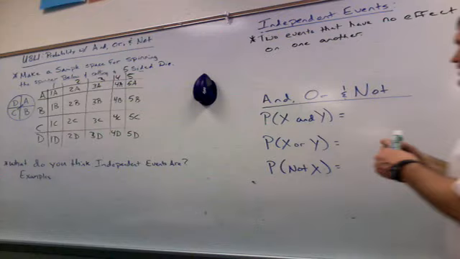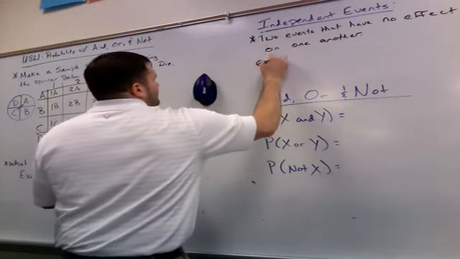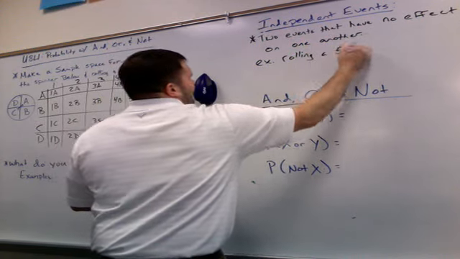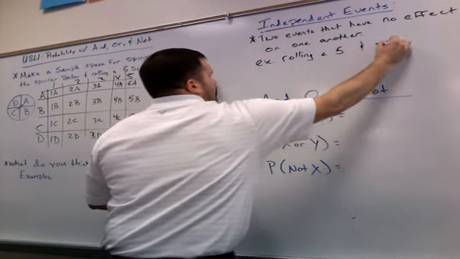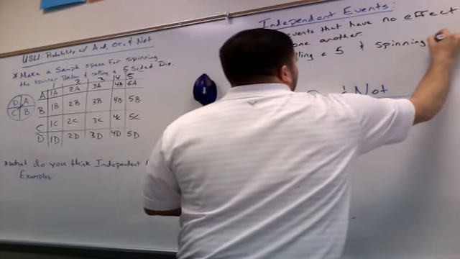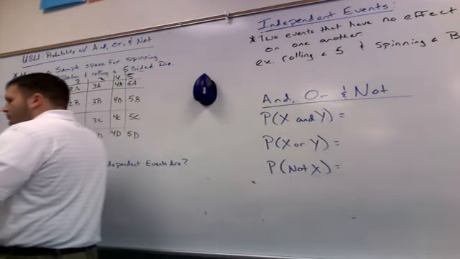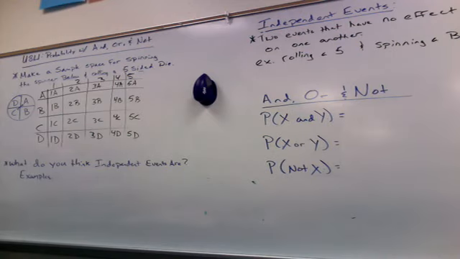Okay, so a good example of this would be rolling a 5 and spinning a B. Okay. Rolling a 5 and spinning a B. Those would be good examples of independent events. If I roll a 5, is it going to change the probability of spinning a B? No. If I spin a C, will it change the probability of rolling a 2? No. So they don't affect each other.